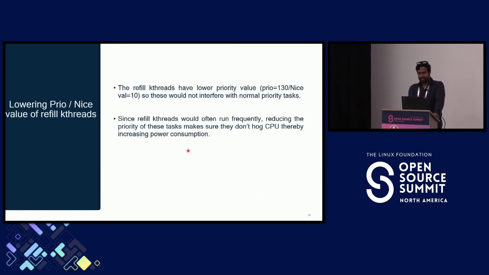Since these kthreads would often run in the background trying to refill the pools, we want to make sure they don't hog the CPU, don't consume more power, and don't run when the system is trying to go into sleep or suspend. We do this by lowering the priority, or the nice values, of these kthreads, so that other critical tasks don't get preempted by them. They can refill the pool with minimal impact when there's free memory in the system, and they don't impede other critical tasks. So we just lower the nice value of these kthread tasks.